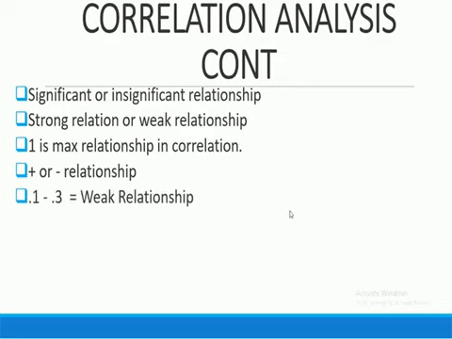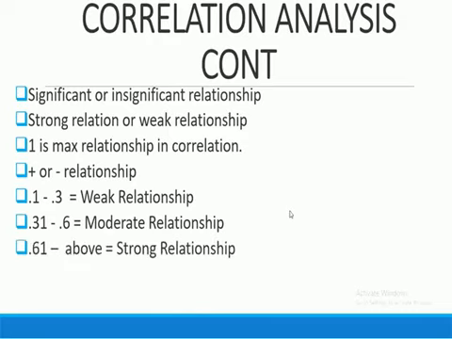Next, a weak correlation is when your correlation falls between 0.1 and 0.3, then it's considered a weak relationship. If your correlation of variables A and B falls in this range, then your variables A and B have a weak relationship. If it falls between 0.3 and 0.6, then it's considered a moderate relationship. If your variables A and B relationship is 0.61 or above, then it's considered a strong relationship.